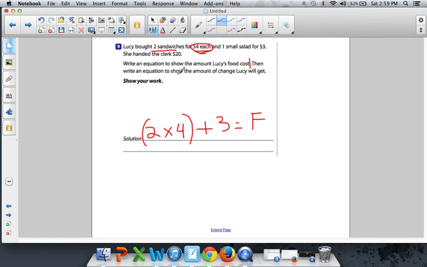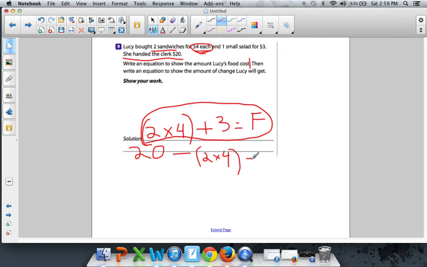Then write an equation to show the amount of change Lucy will get. So change, you know what change is. It's like when you pay for something and you get money back. What did she pay? She handed the clerk $20. And how much did everything cost? Well, this is how much everything cost. So from her $20, go ahead and subtract how much everything cost, which is the equation for the food. I'm just putting the same thing.